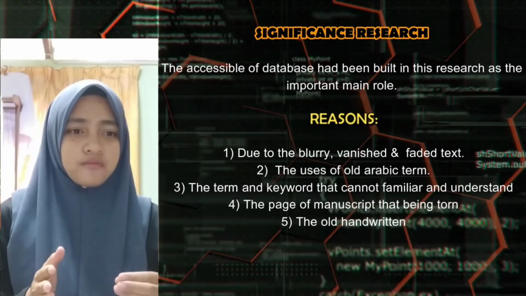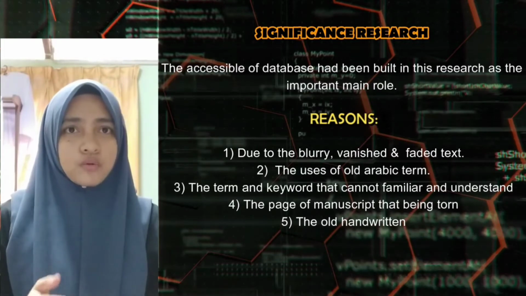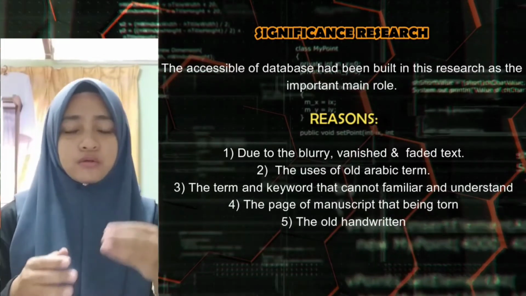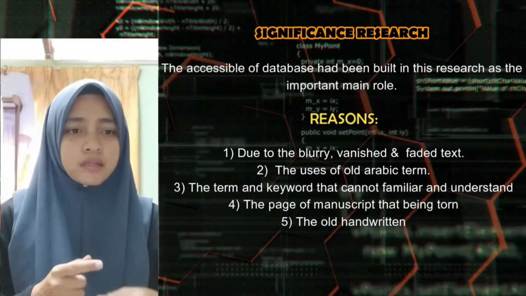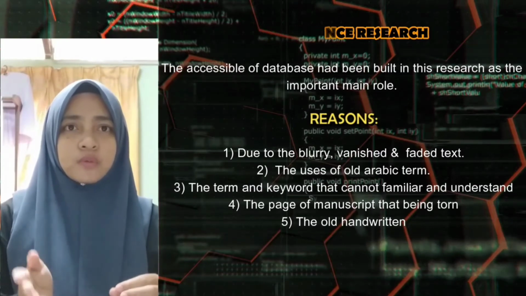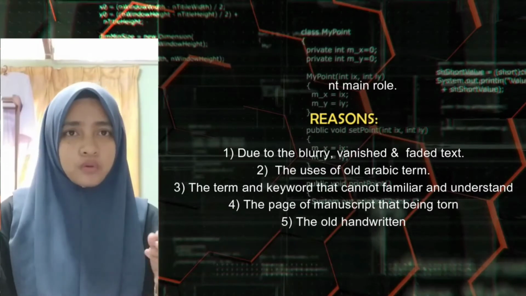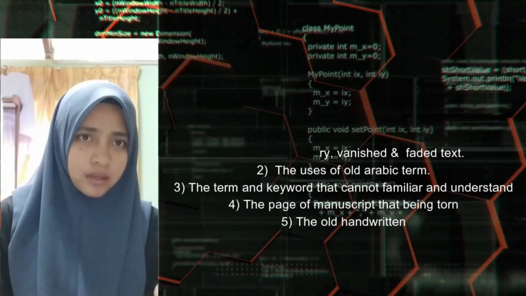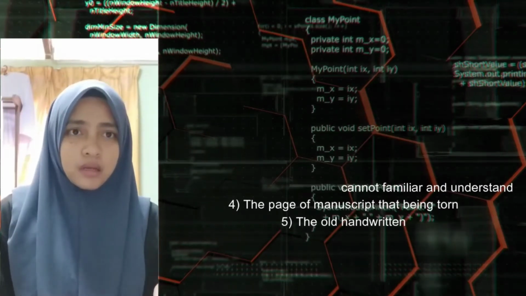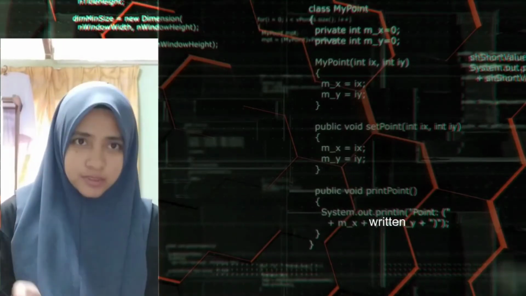Due to the blurry, vanished and faded text, because as we know the manuscript is an old handwritten book, there are a few difficulties and problems faced by the researchers and readers in identifying the terms and keywords that are not familiar and understandable. There are also several manuscripts where the page was torn, and the last one is that the manuscript uses old handwriting that cannot be understood or read, especially for beginners who want to do research about the manuscript.